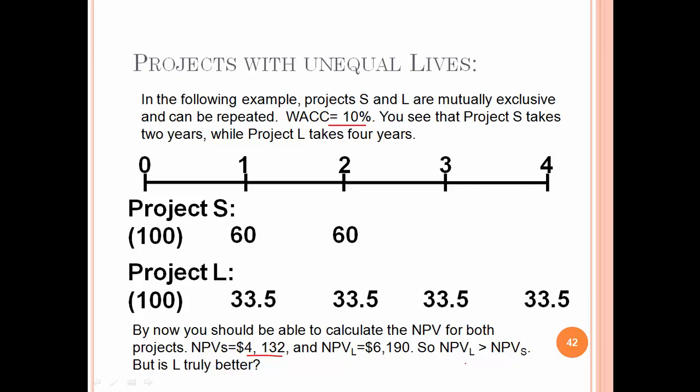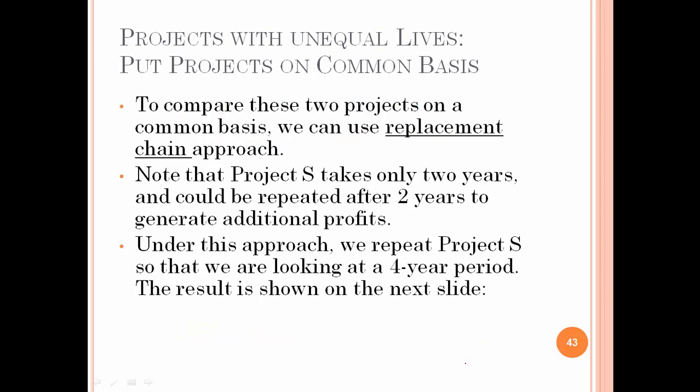But can we say L is truly better? Don't forget, project L takes 4 years and project S takes only 2 years. So we want to compare these two projects on a common basis. And to do that, we can use a so-called replacement chain approach. So notice here that the project takes only 2 years and can be repeated after 2 years to generate additional cash flows or additional profits. Under this replacement chain approach, we repeat project S so that we are looking at a 4-year period. The result is shown on the next slides.